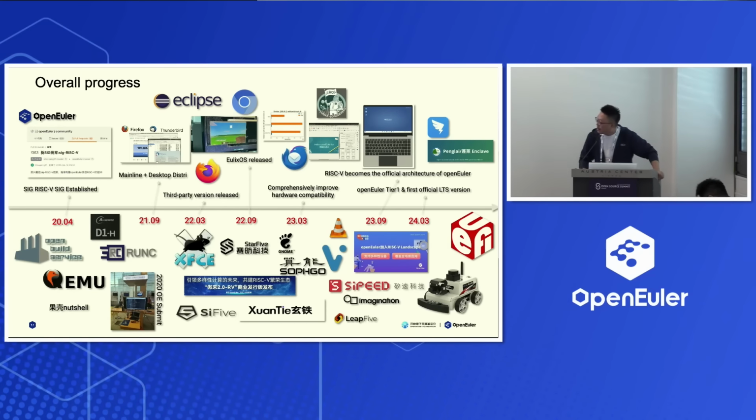This is just a brief history. My slides are also open, so you can get them. I will skip some details. You can see that in the last 4 years, many companies joined in, and a lot of software got supported and integrated into the openEuler RISC-V edition.